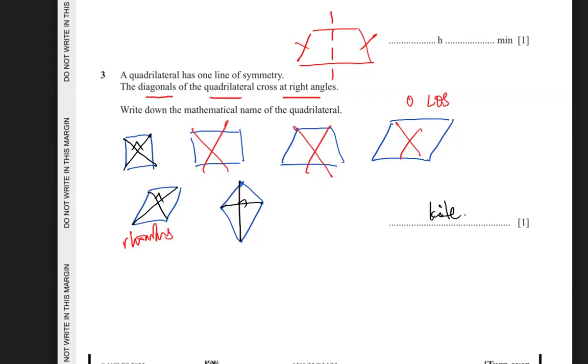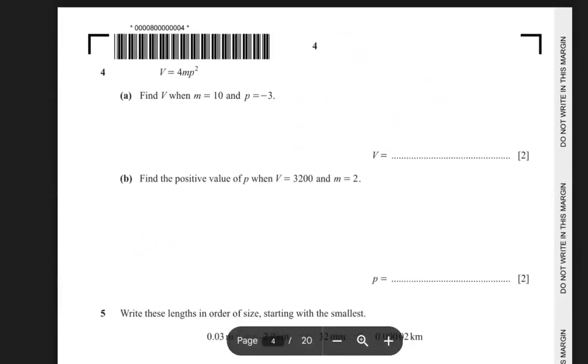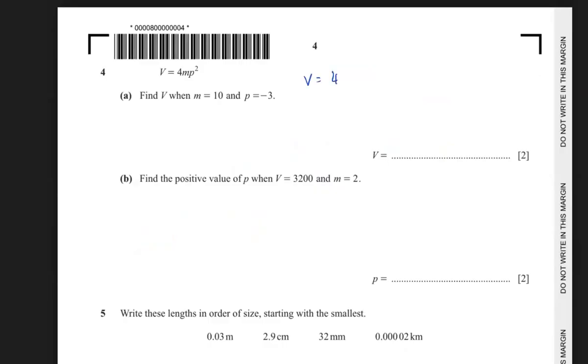Okay, let's move on. Basic algebra, question 4. This was generally quite easy for a lot of students. We just basically substitute in the values. So V equals 4 times 10 times negative 3 squared. 4 times 10 is 40, negative 3 squared is 9, and 40 times 9 is 360.